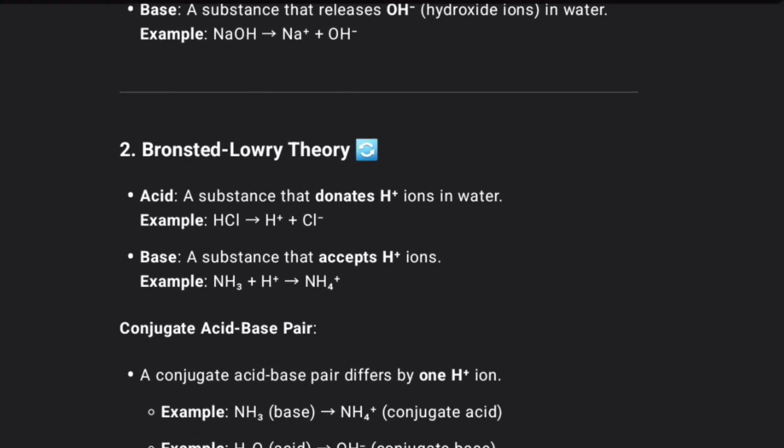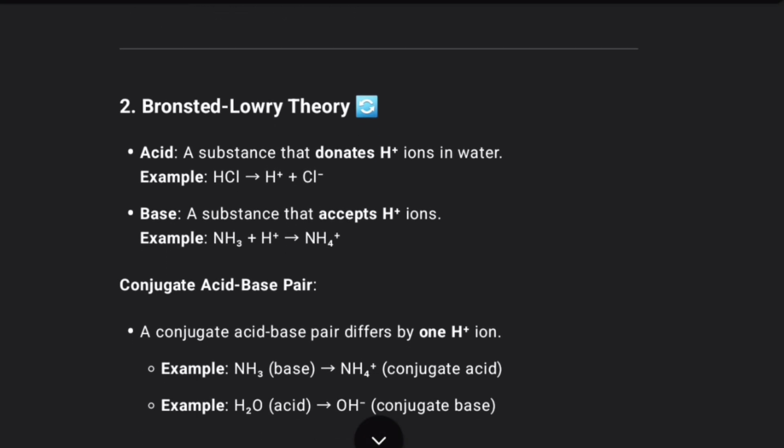2. Bronsted-Lowry theory. Acid, a substance that donates H+ ions in water. Example, HCl gives H+ plus Cl minus. Base, a substance that accepts H+ ions. Example, NH3 plus H+ gives NH4+. Conjugate acid-base pair: a conjugate acid-base pair differs by one H+ ion. Example, NH3 base and NH4+ acid; H2O acid and OH minus conjugate base.